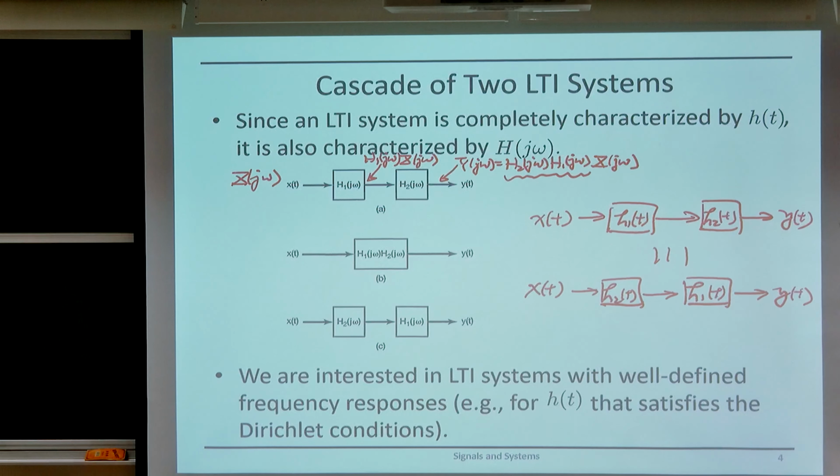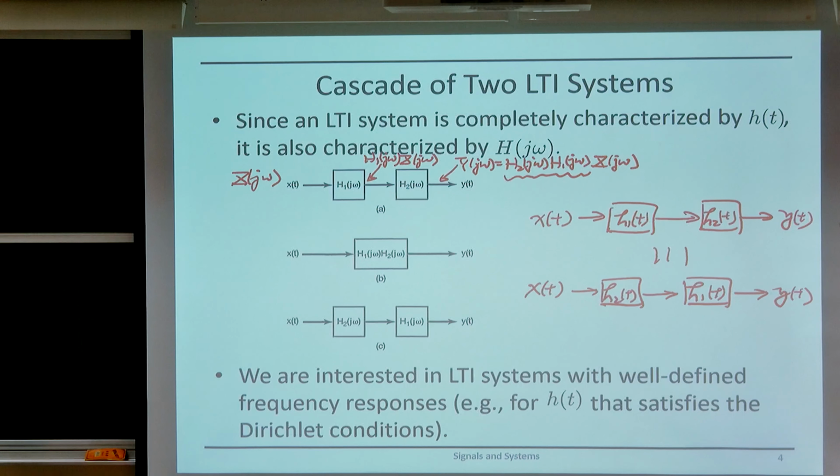Okay? So for a system to have a frequency response, this means that the Fourier transform must exist for h of t, meaning that it should satisfy the Dirichlet condition, which has three conditions. One is that it should be absolutely integrable. The second is that it has to have finite extreme points. And the third is to have finite discontinuities.